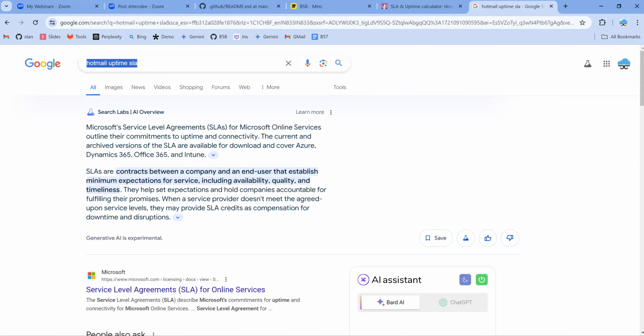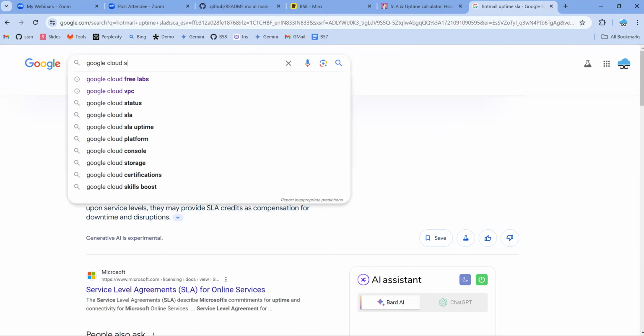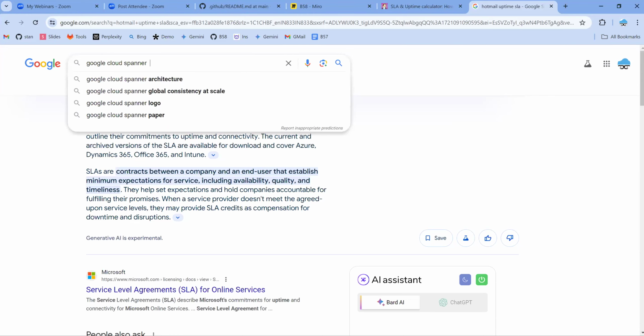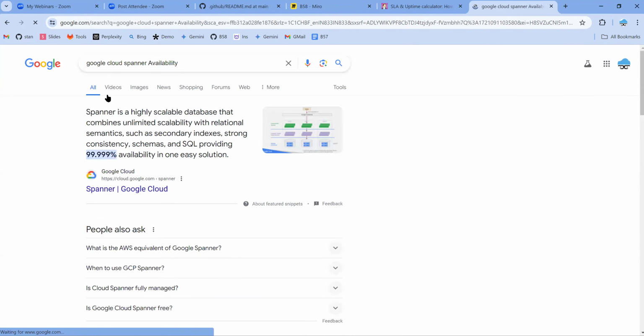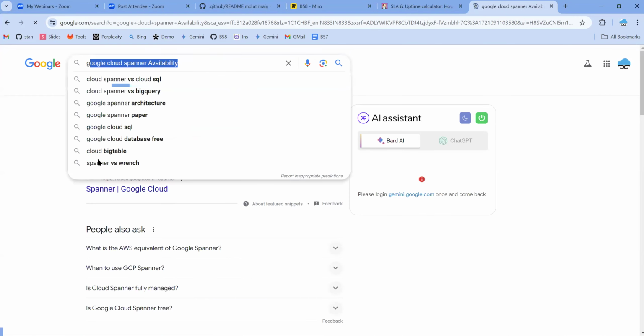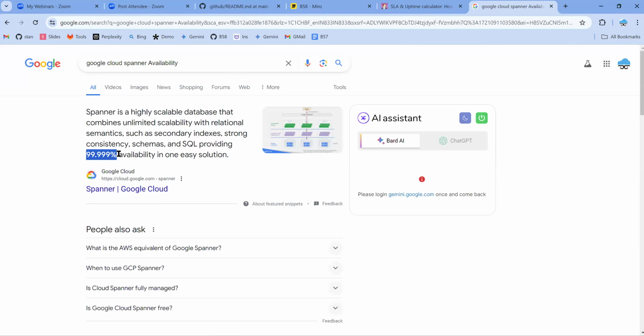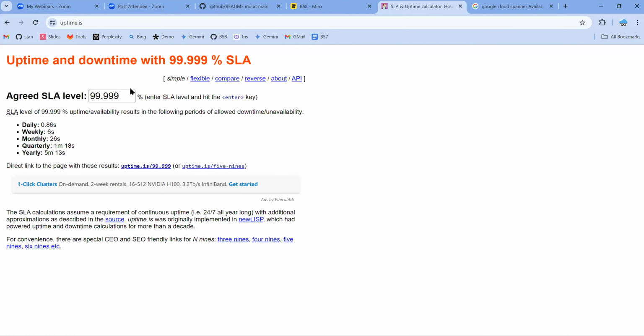There is a database called Google Cloud Spanner. They offer 5 nines of availability SLA. This is a database on Google Cloud which offers 99.999% availability. That means technically this database never goes down. In a month it can be down a maximum of 26 seconds, which is just a blink of your eye for 5 seconds. That's it. But I'll ask you one thing.